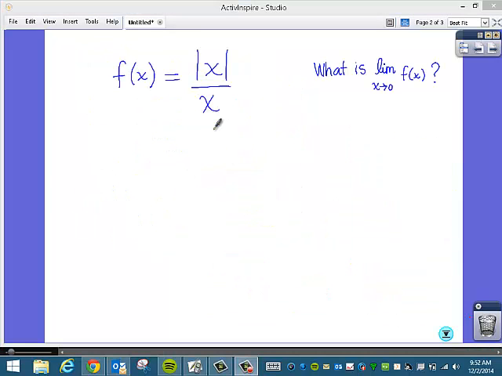Alright, our next example is f of x is equal to the absolute value of x over x. And I'm asking you, what is the limit as x approaches 0 of f of x? So first we want to graph this.